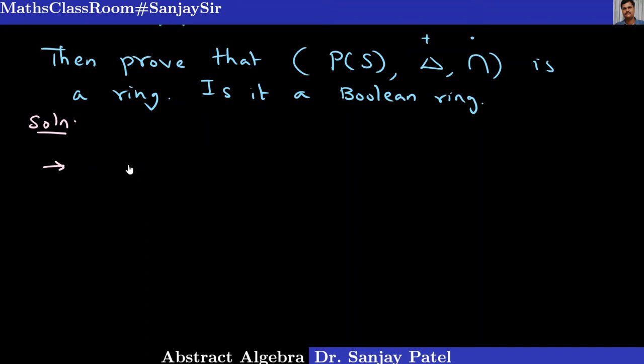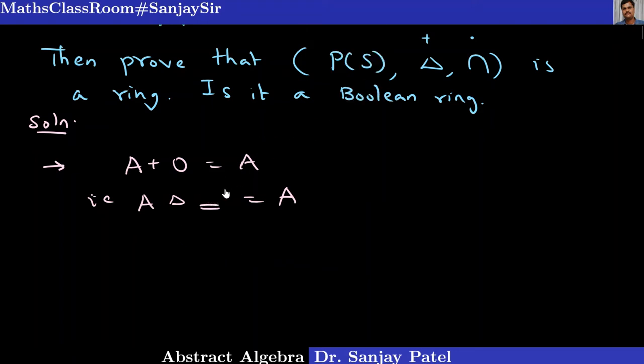one condition. Zero element means A plus zero must be equal to A. And what is plus here? That is A delta something must be equal to the set A. So what should I take as zero? It suggests if I take B, the second set, zero is equal to phi, then it works as a zero element. So let me put this as empty set.